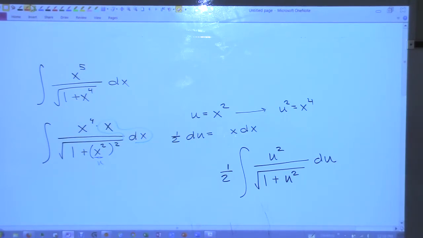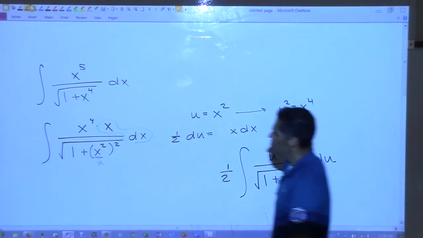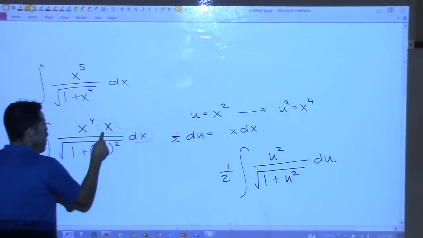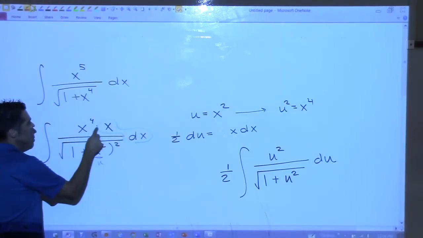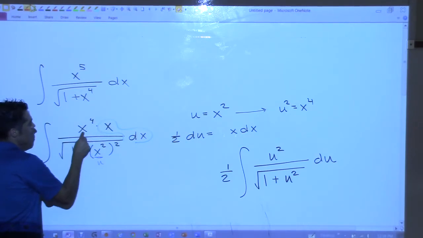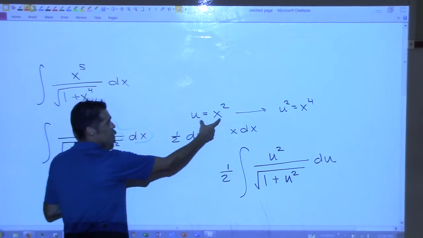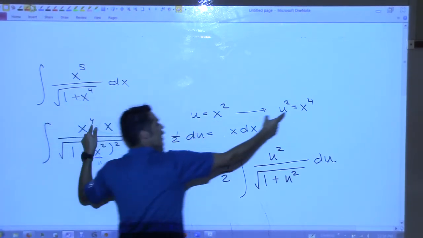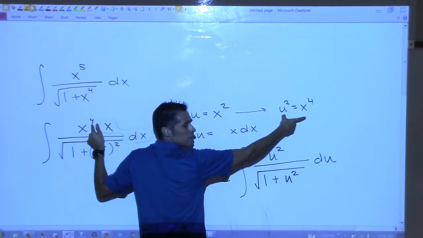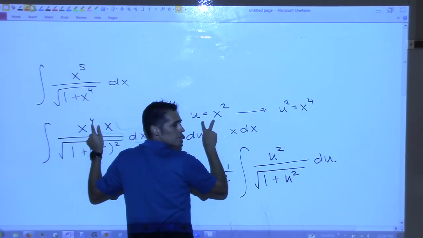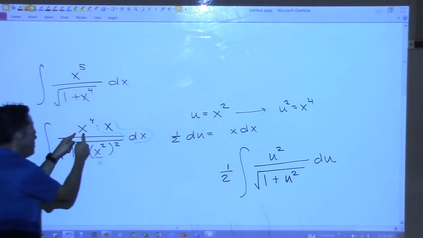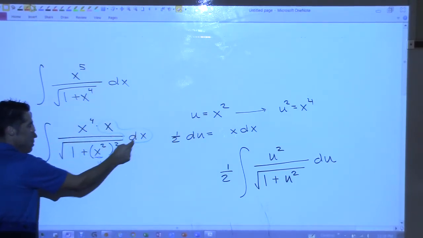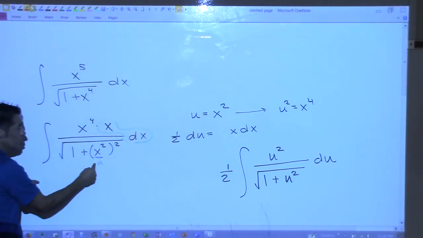Sorry, how did you get rid of the x in the numerator? What x? Sorry. This x dx? How did it become a u squared instead of u to the fourth times x? Because I'm saying u is x squared. That's my substitution. So x to the fourth, I square both sides of this. X to the fourth is u squared if I square both sides of this. Right? So that becomes u squared. That becomes 1/2 du, and that becomes square root of 1 plus u squared.